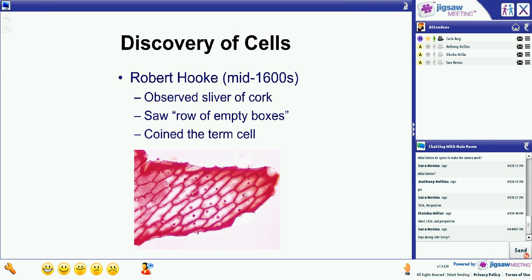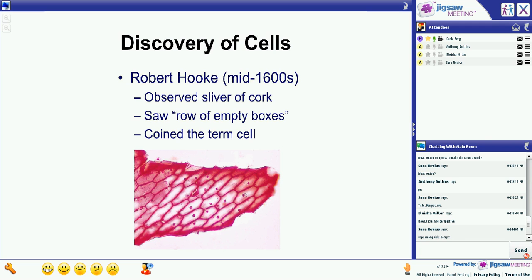Cells were discovered by Robert Hooke in the mid-1600s. He was observing a sliver of cork, like that would come out of a wine bottle or that may be on a cork board in your bedroom. And he saw what he called rows of empty boxes. He coined the term cell for these empty boxes, and that is how cells were discovered.